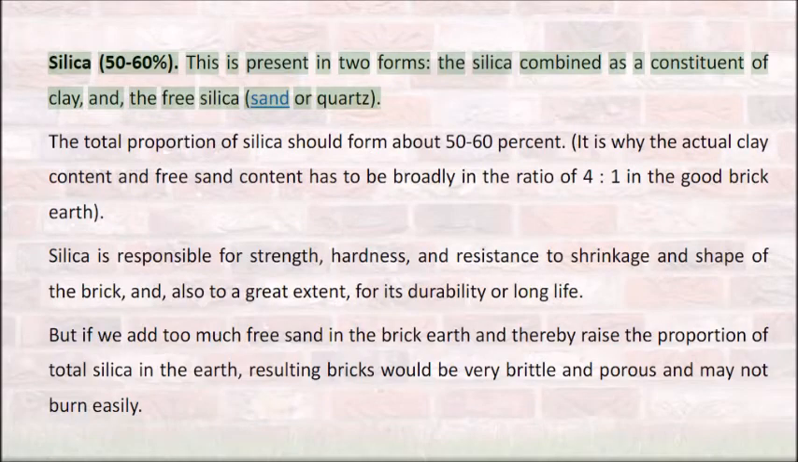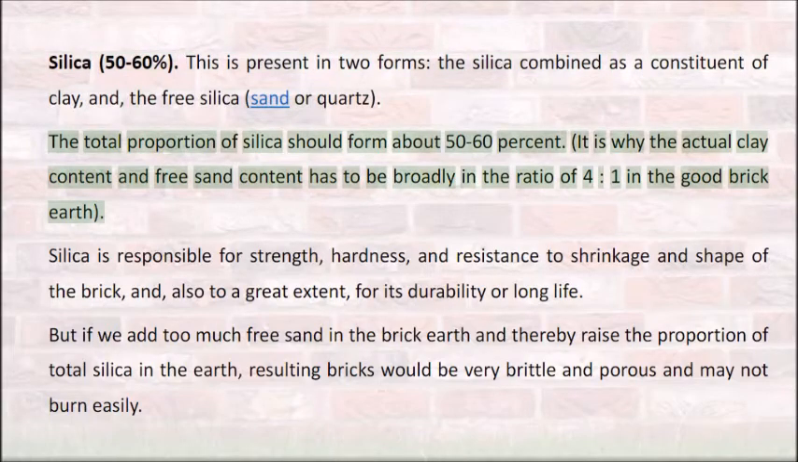Silica, 50 to 60%. This is present in 2 forms: the silica combined as a constituent of clay, and the free silica, sand or quartz. The total proportion of silica should be about 50 to 60%. That is why the actual clay content and free sand content have to be broadly in the ratio of 4:1 in good brick earth.